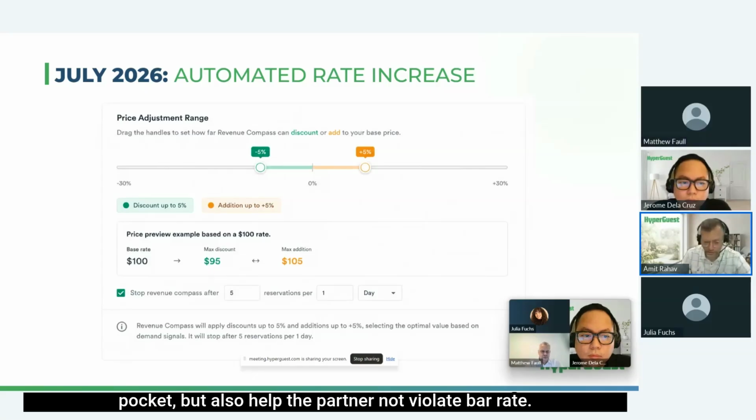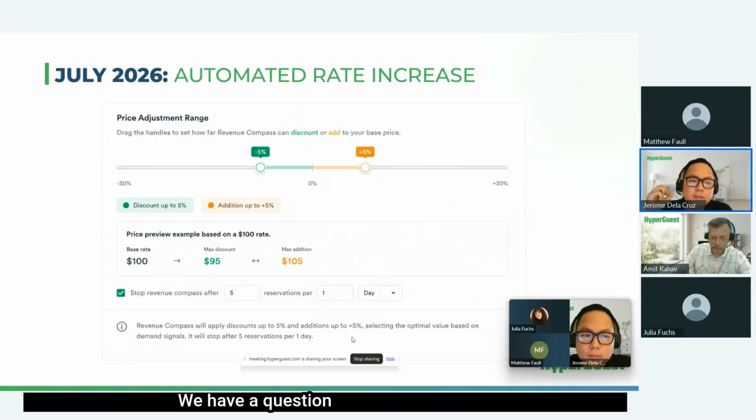We have a question from Elliot Amit. The question is, will we receive a notification for recommendation of prices? That's a great point, and we are working on the data analytic enhancement. You should expect to see in HyperGuest more robust dashboard elements, including Revenue Compass recommendation.